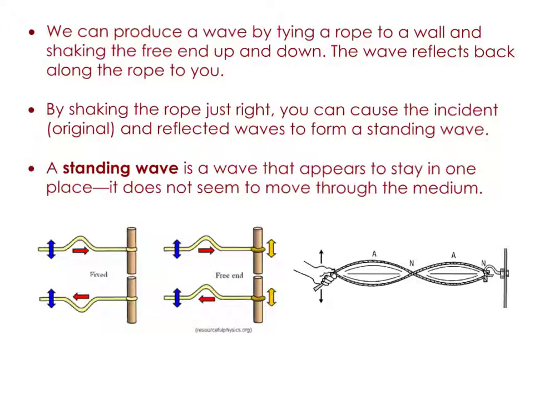If, on the other hand, we attach it to a ring, then that ring is able to slide up and down on a post, okay? When that reflected wave comes back, it is going to be in the same position as the incident wave was. It's not going to be inverted. When that end is fixed, though, if we shake the rope just right, we can cause the incident wave and the reflected waves to form what's called a standing wave. A standing wave is a wave that appears to stay in one place. It doesn't seem to move through the medium.